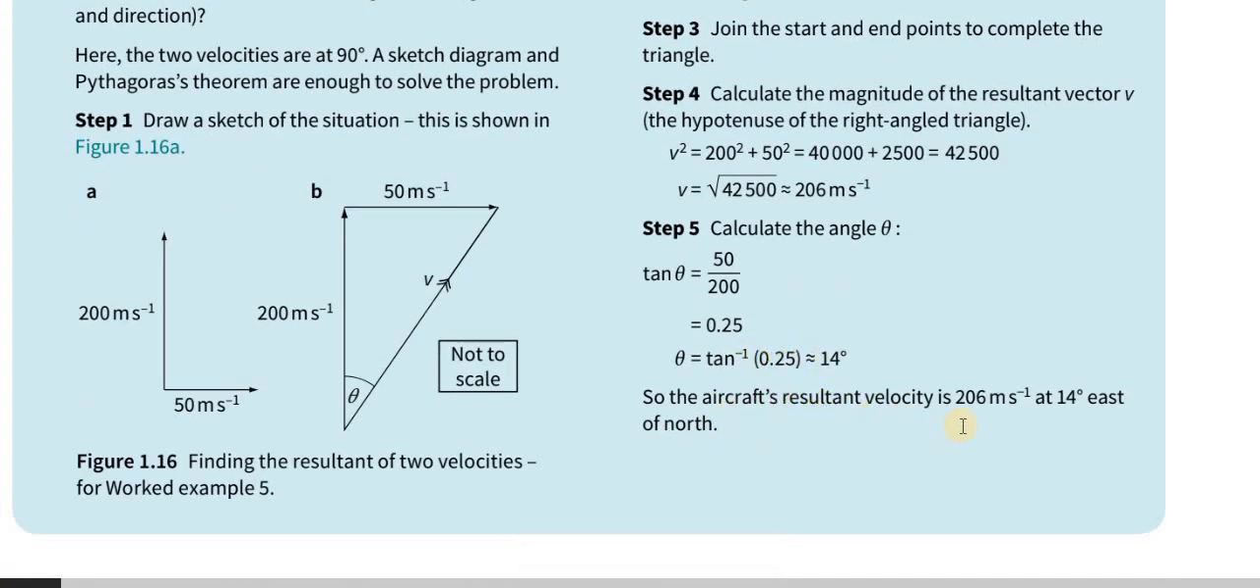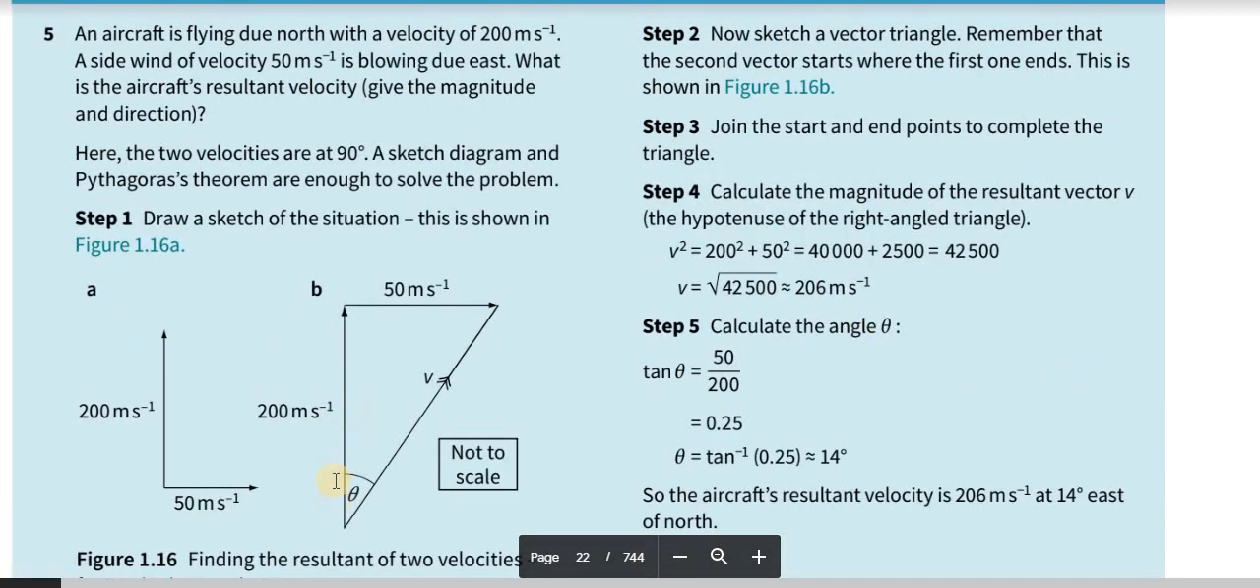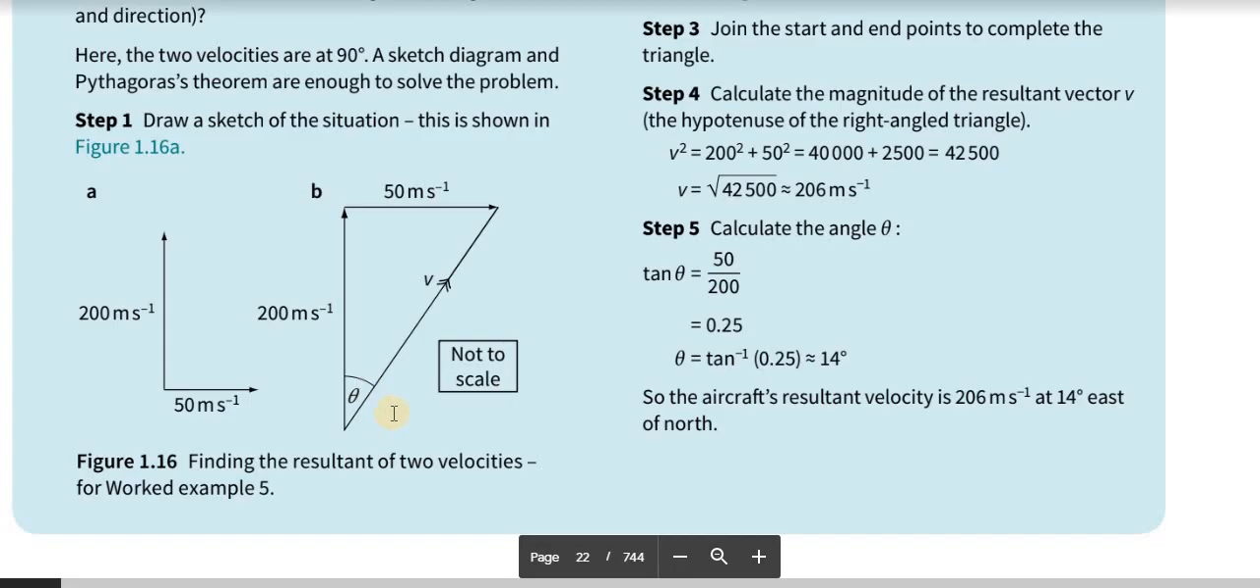So the aircraft's resultant velocity is 206 meters per second at 14 degrees east of north. Okay, you can see here, this is the north direction. East of the north direction, this angle, 14 degrees. Earlier we had north of east, where it was the other angle, but here we have east of north, 14 degrees, capital E of capital N. So 14 degrees east, this is east of the northern direction.